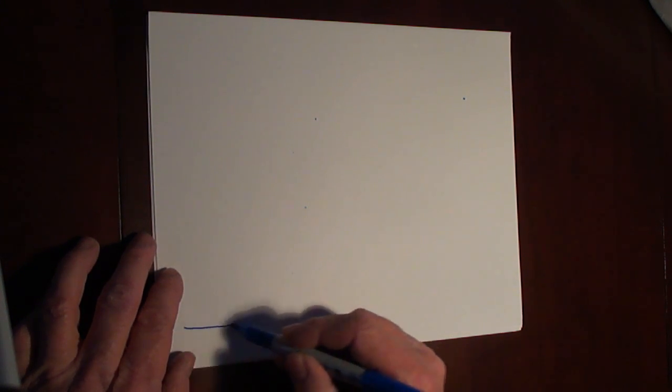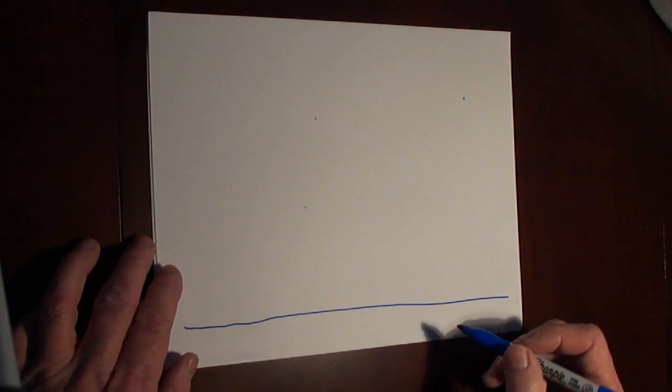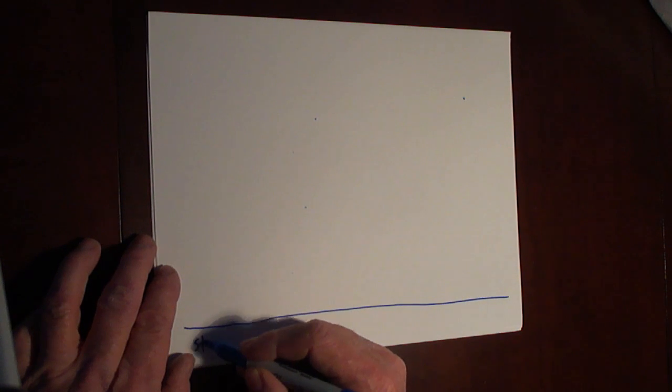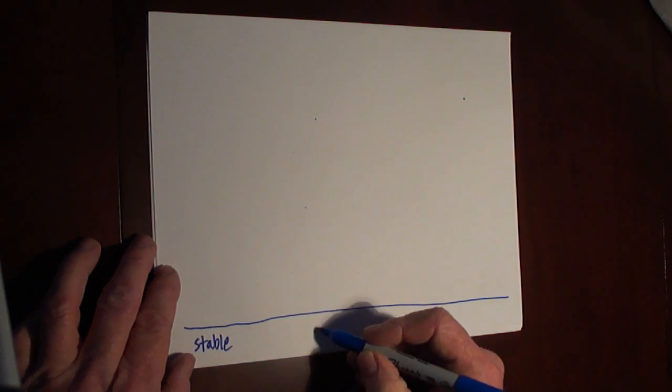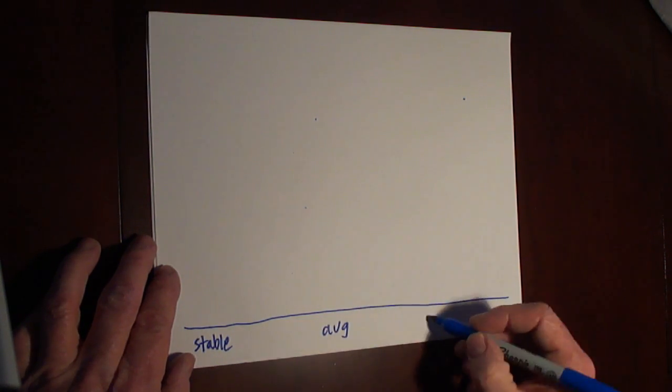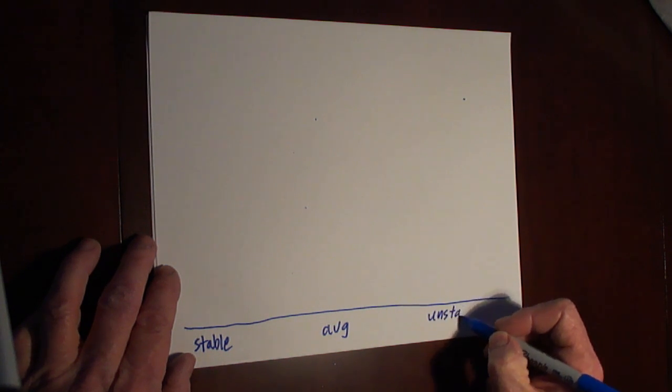All right. Now I'm going to show you one more example, but I'm going to show you 3 versions of the same example. So the first, it's going to be the Earth's surface right here. We're going to have a stable example, an average example, and an unstable example.